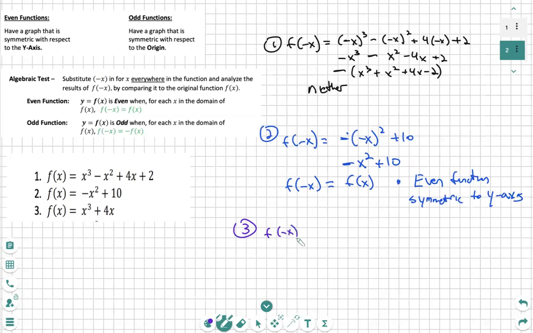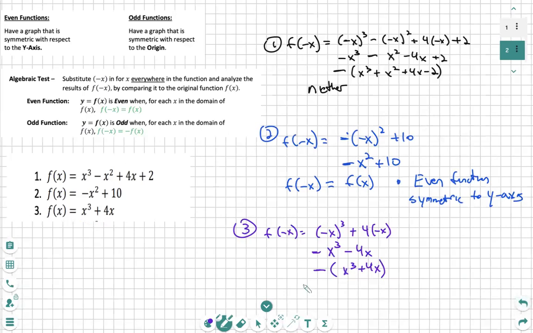Replace all of your x's with a negative x. Clean it up, bring those negatives to the outside. X cubed to the third will keep that negative on the outside. This negative sign will come to the front. And you notice we'll pull that negative out because we know it's not the same. So we do what we did up here. Pull that negative out. And look, it is the same on the inside.